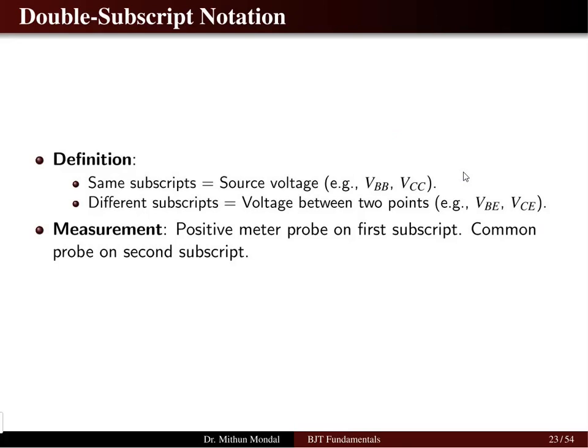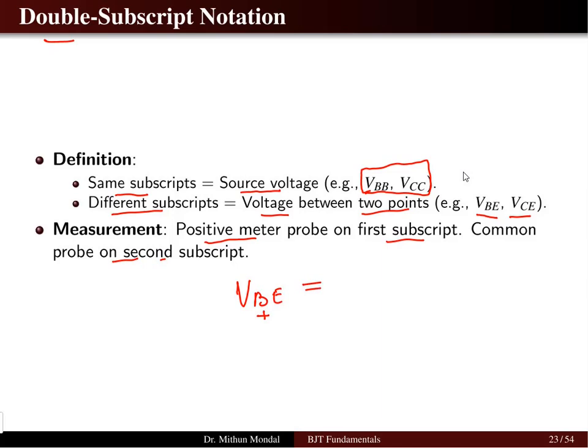Now, what is the meaning of double subscript notation? Note that when we write a voltage source with the same subscript twice, like VBB, that indicates the source voltage. Whereas when we have different subscripts, for example VBE or VCE, there are two points, so it is the potential difference, and the positive meter probe is on the first subscript. If you have VBE, then the base is positive and the emitter is negative, and the common probe is on the second subscript.